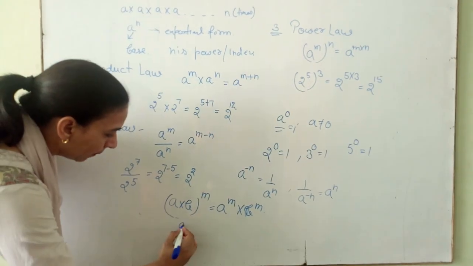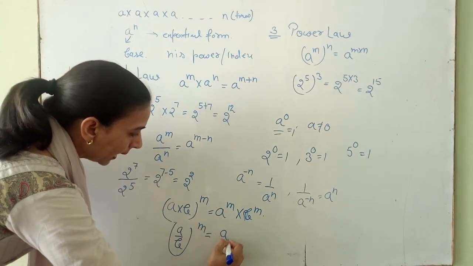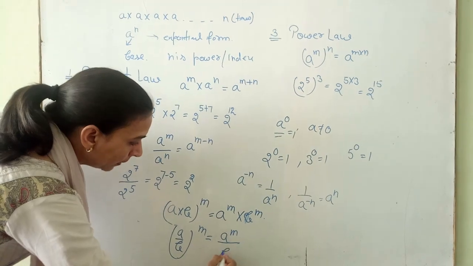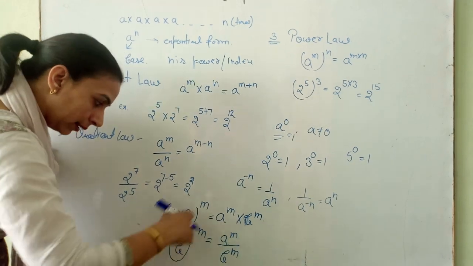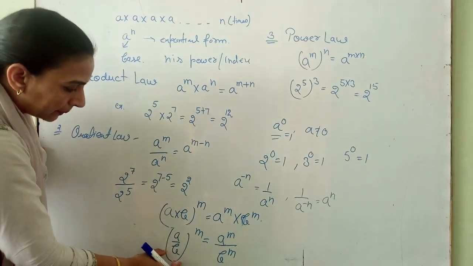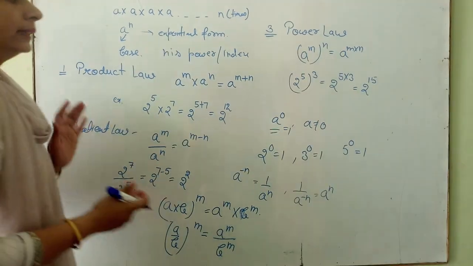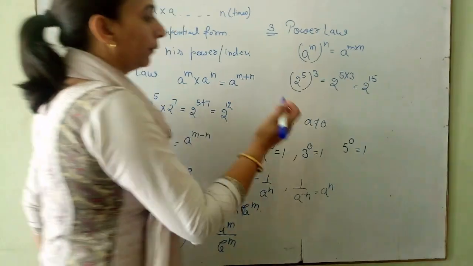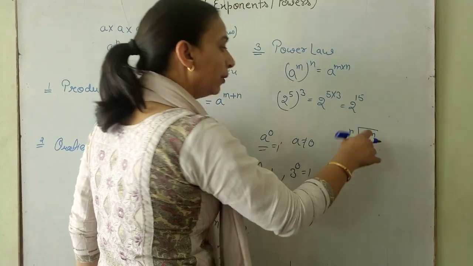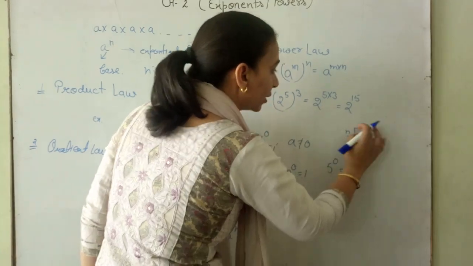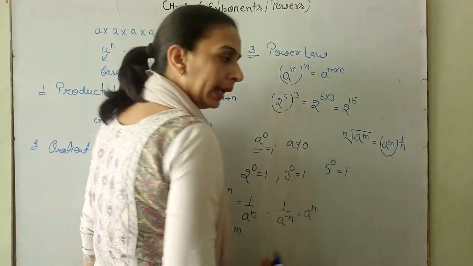In the same way, if a by b is raised to the power m, then we can write this as a raised to the power m divided by b raised to the power m. If any number is of this form, then we can also write it in this form. Clear, students? If there is any root power, for example, a raised to the power m and raised to the power square root n, then we can write this. Square root n means a raised to the power n raised to the power 1 by n.